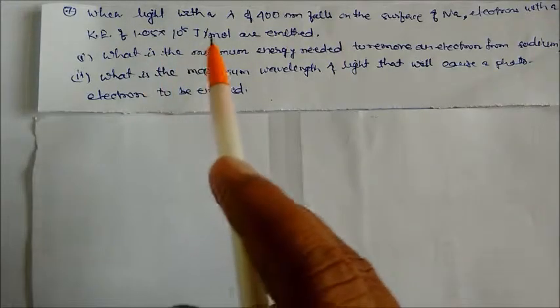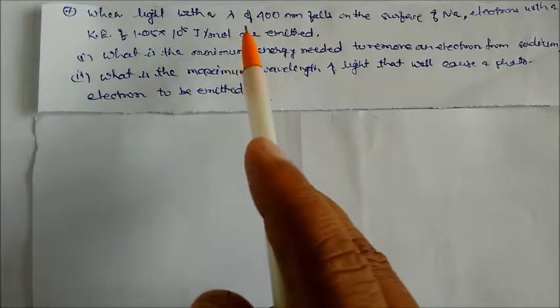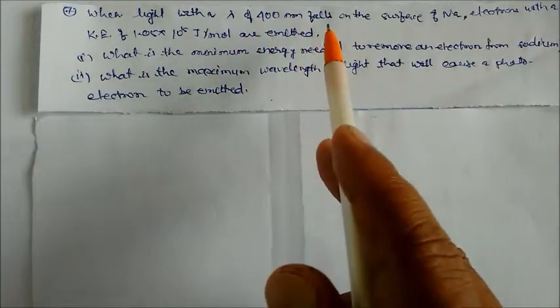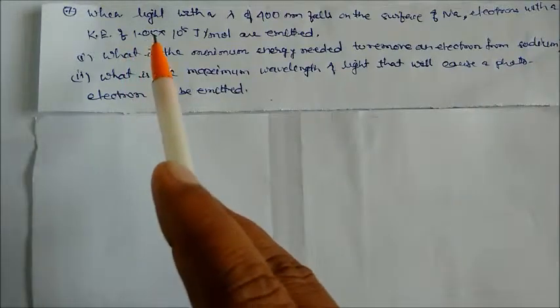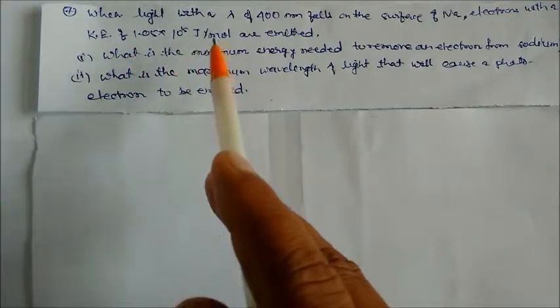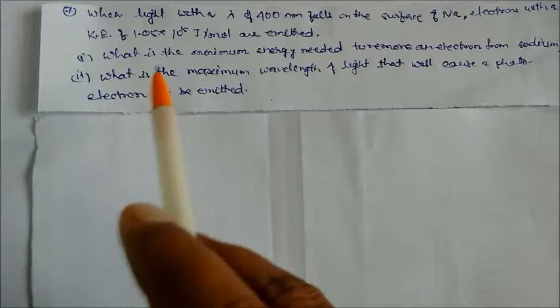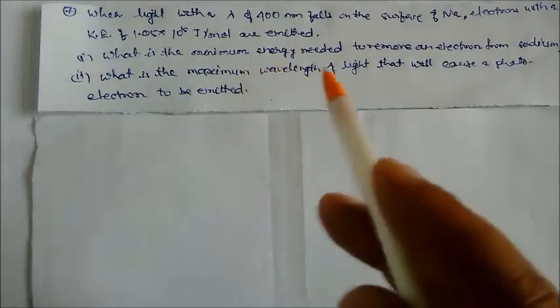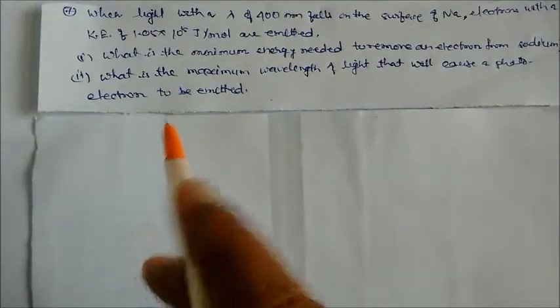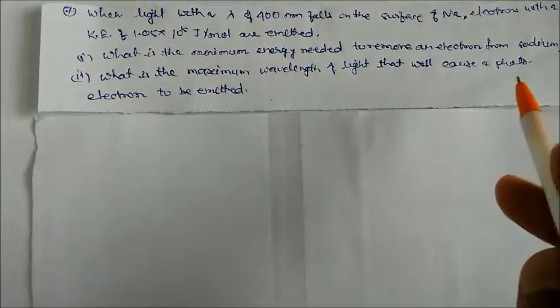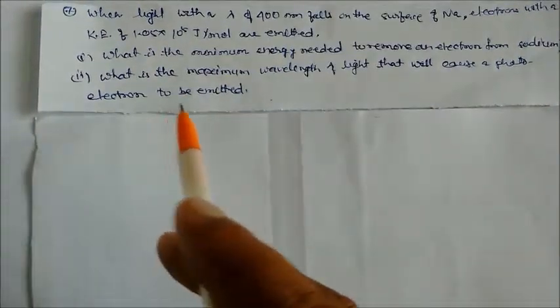When light with a wavelength of 400 nanometer falls on the surface of sodium, electrons with a kinetic energy of 1.05 into 10 power 5 joule per mole are emitted. We have to find what is the minimum energy needed to remove an electron from sodium, and second, what is the maximum wavelength of light that will cause a photoelectron to be emitted.